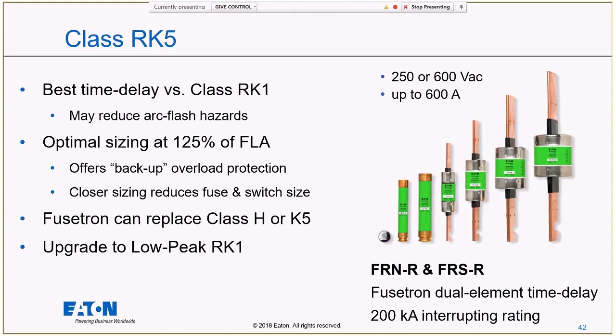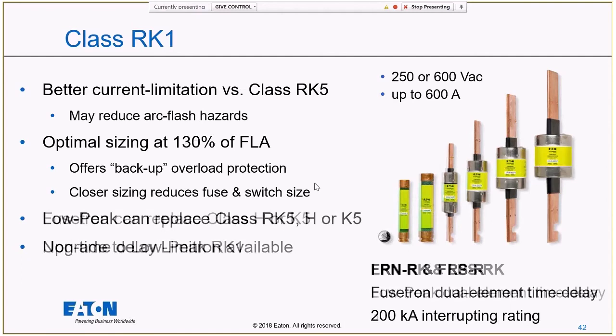And then an RK5 fuse can be upgraded to a Low-Peak RK1 fuse. An RK1 fuse is in the same amp range and same voltage rating as that RK5 fuse, so we're talking 250 volts or 600 volts, up to 600 amps. And the thing with the RK1 fuse is it still has pretty good time delay. I have to size it a little bit larger than the RK5 fuse, but not by a lot: 130% as opposed to 125%, so not that much of a difference.